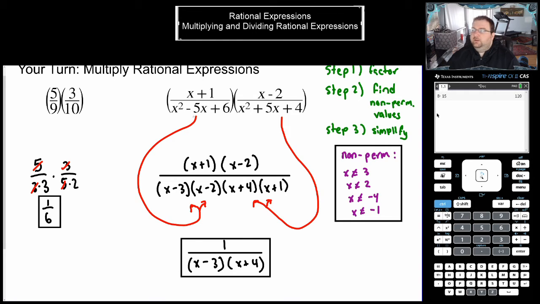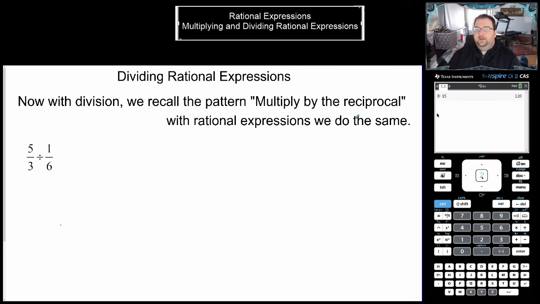This bottom one here, we factored x squared minus 5x plus 6 into x minus 3 times x minus 2. The bottom right one here, we factored into x plus 4 times x plus 1. And at this point, we were able to cancel out some like terms. This x plus 1 is going to disappear, and this x minus 2 is going to disappear. So all that's left on the top is that invisible 1, right? The same invisible 1 that existed here. And x minus 3 and x plus 4. And there's your answers.